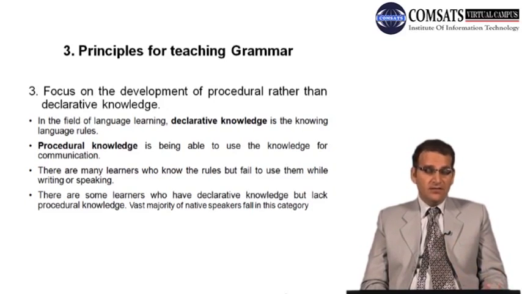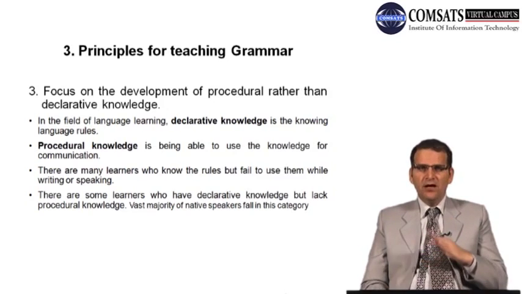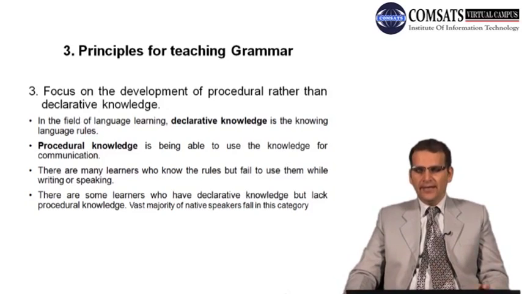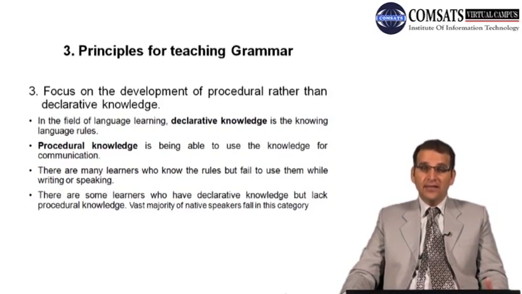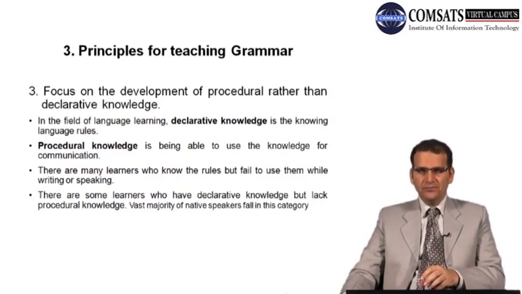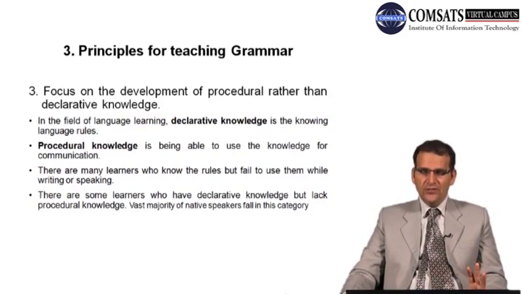But they communicate, and definitely these people are better than the one who has what? Declarative knowledge of the language, who knows the rules, right? But he lacks procedural knowledge. However, if somebody has both declarative and procedural knowledge, that is the ideal. But if somebody lacks declarative knowledge but has procedural knowledge, it's fine, like native speakers. So you need to know what procedural knowledge of the language is and what declarative knowledge of the language is.